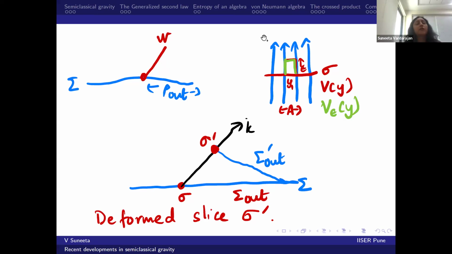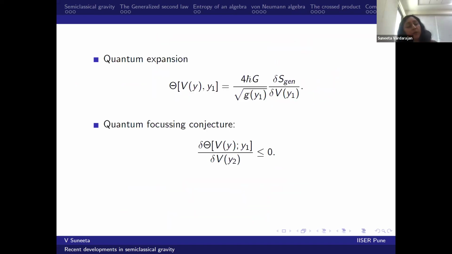Now you may tell me that instead of choosing this null direction, I could have chosen the other null direction. You can do exact constructions for all those cases, and for all those cases you will have a corresponding quantum expansion. And what is the quantum focusing conjecture? The quantum focusing conjecture is the conjecture that this particular inequality is true: the change in the quantum expansion at y1 due to a change in the slice at some other point y2 is always negative. And this y2 can be the same as y1 or it can be different.